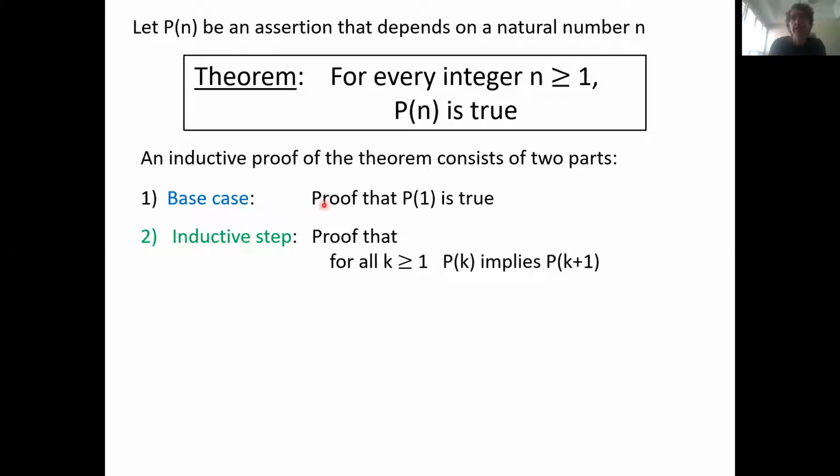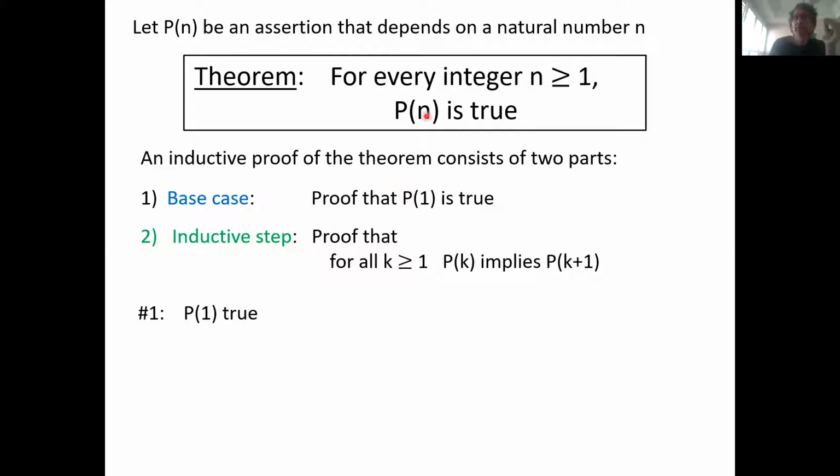Now, why should these two proofs, the proof that the base case holds and the proof that this implication holds, together imply what we wanted, which is that this predicate holds about every integer greater or equal to 1? Well, let me try to convince you that this indeed suffices, with the following reasoning. So I will argue that this is indeed implied by these two.